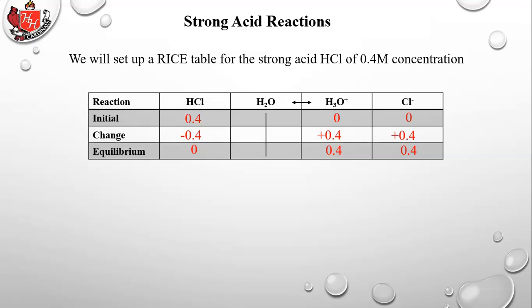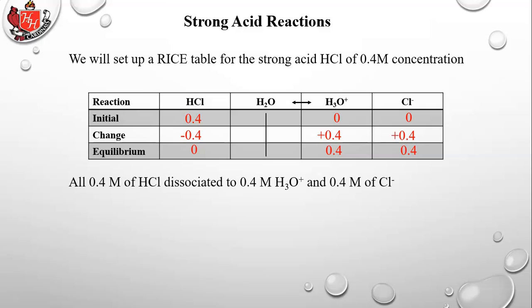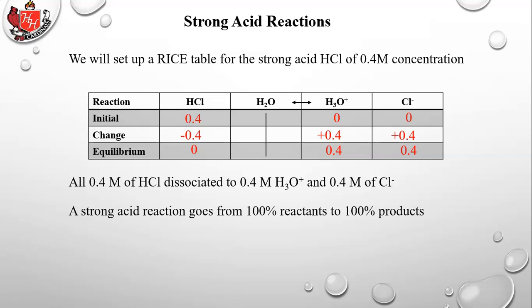So in other words, with a strong acid reaction, or the same is true of a strong base reaction, if you're told you're starting off with 0.4 molar of the acid, you know that's going to all go away at the end, and you're going to have 0.4 molar of the products on the right side. So it all dissociates into 0.4 molar, 0.4 molar. So a strong acid goes from 100% reactants to 100% products.